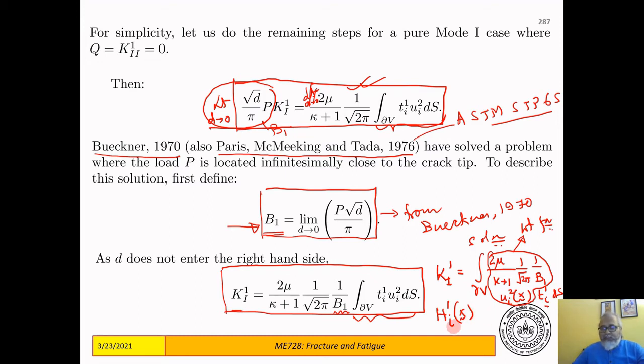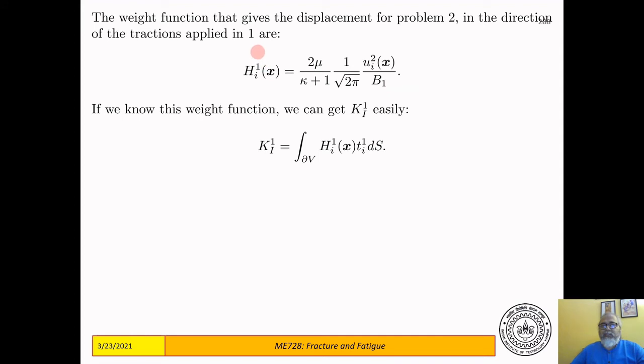This is my definition of the weight function for this problem. Once this weight function is known, then k11 is the integral over delta v of the weight function times the traction, integrated over delta v. How do we know this weight function? To know this weight function, we need to know the Buchner solutions.